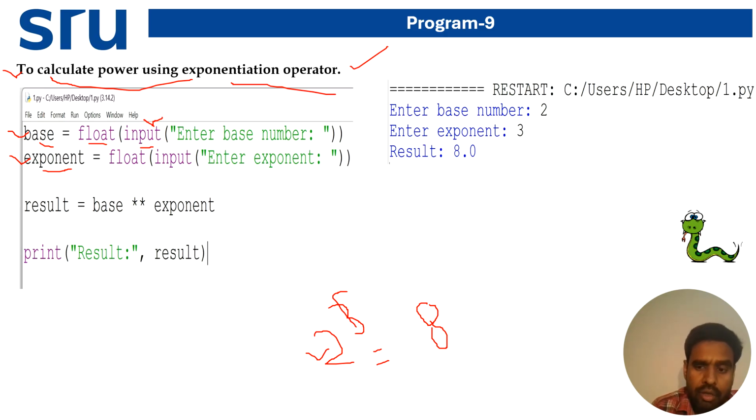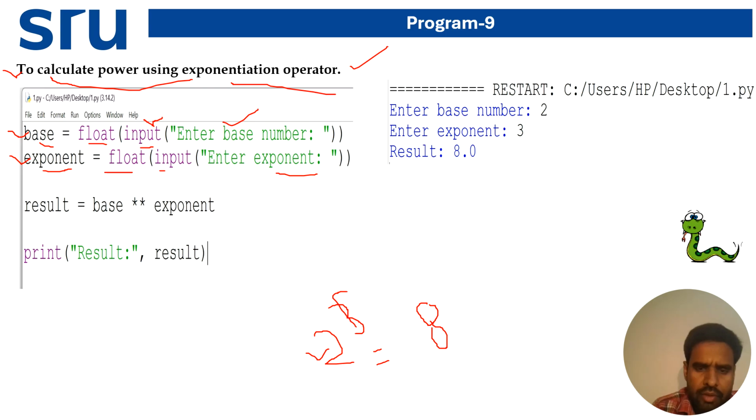If you take float, it will take both integer and the decimal points. Okay, so I'm taking the input function to take the input from the user. Now I'm going to enter the base number. After that we close that. Now I'm going to write exponent equal to float, okay, float. Now input, enter the exponent.